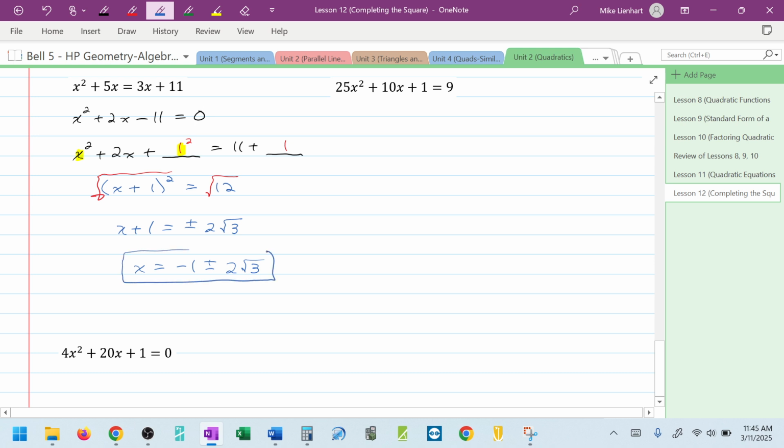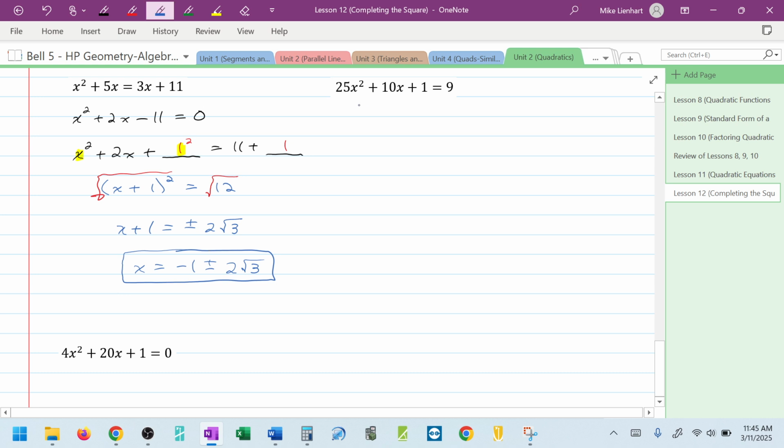This is the exact answer. Now, a couple of you guys I know have said, well, I can find the answers as decimals. These are the exact answers. A calculator can find them as decimals. We have to be able to find both exact and decimal approximations. We're going to wrap up all of our quadratic stuff by showing you how to do that later.